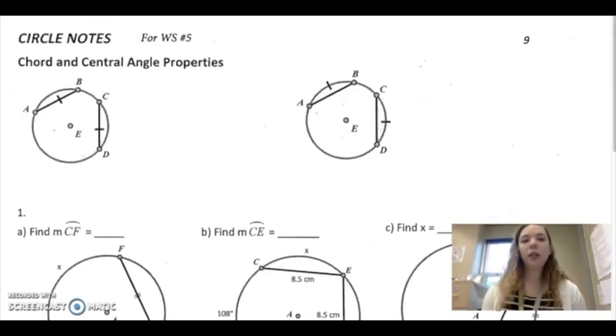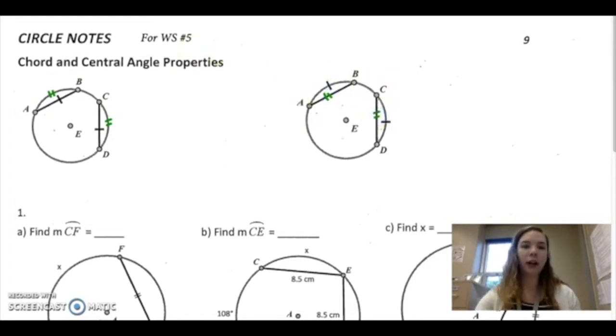All right, today we're going to talk about chord properties mostly. So the first one is, here you can see that these two chords are the same length. If your two chords are congruent, then your two arc lengths are congruent too. So here, if this piece is congruent to this one, that also means that these two are congruent to each other. All right, and then this is just the opposite. If the two arc lengths are congruent, then their two chords are congruent also.